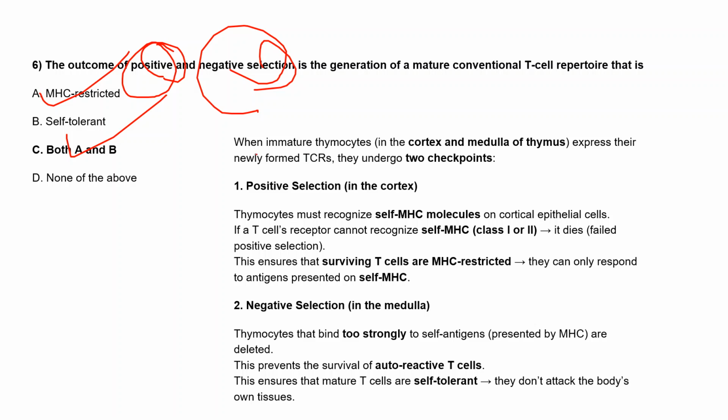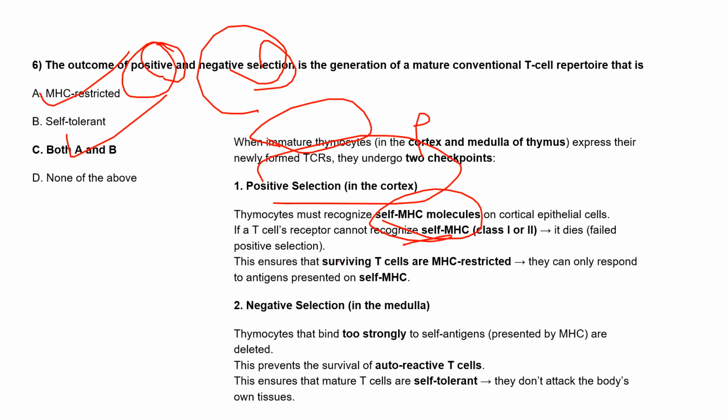What is the outcome? As I mentioned in the earlier slides also, we know that immature thymocytes in the cortex and medulla express their newly formed TCR and undergo these two checkpoints, positive and negative selection. Positive selection happens in the cortex, where they recognize the self MHC molecules. If they can't recognize their self MHC molecule, class 1 or class 2, then they will die, and we call it positive selection.